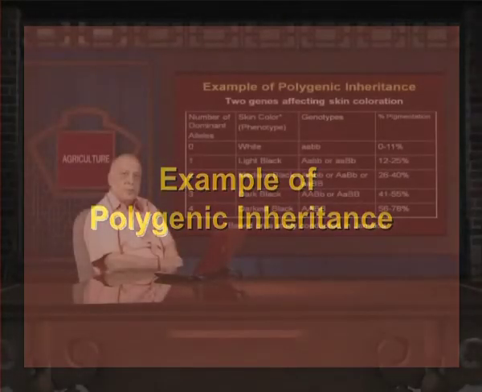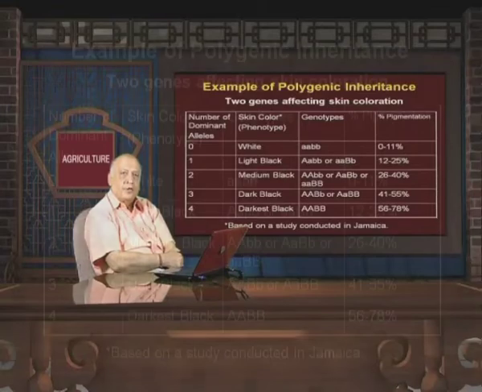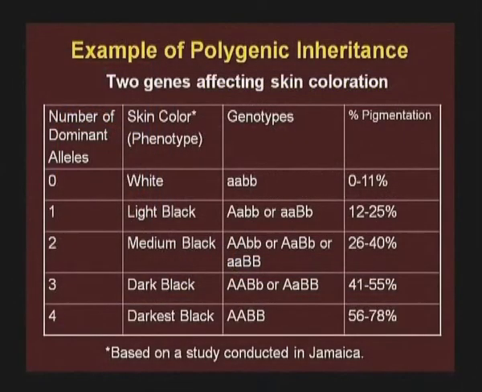The most profound example of polygenic inheritance is in the case of skin color, where two genes affect skin coloration. This study was conducted with African culture, where we observe this quantitative variation in skin color, as seen in this table: white, light black, medium black, dark black and darkest black, a 0 to 4 degree of variation.